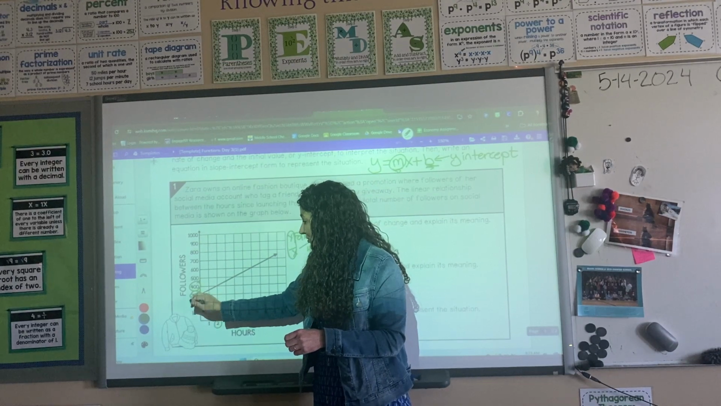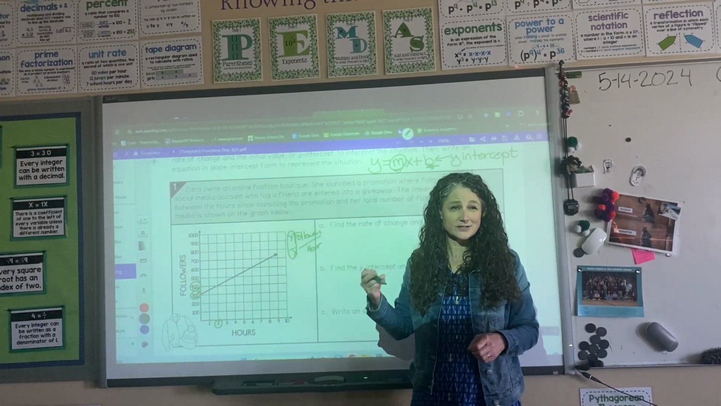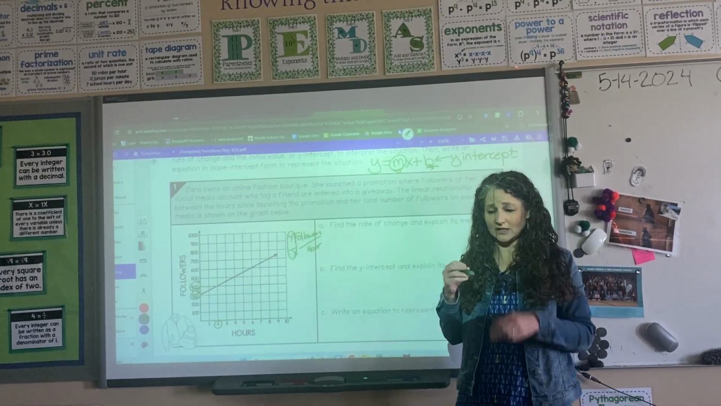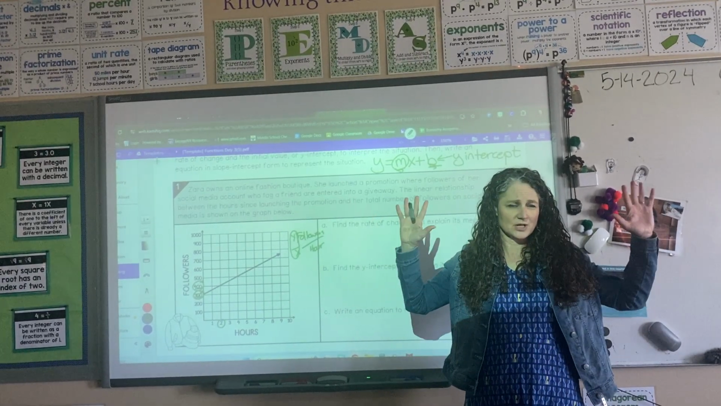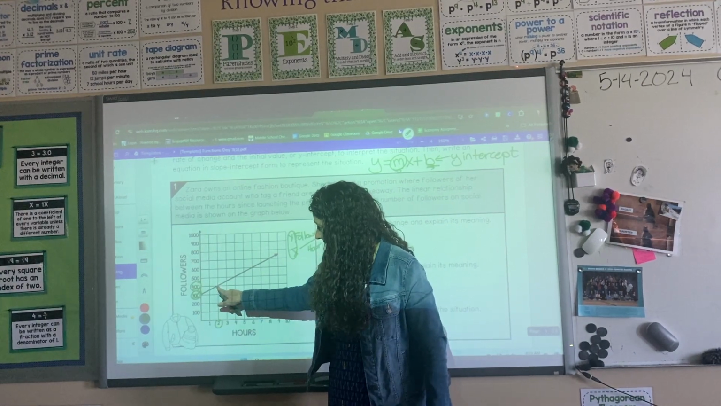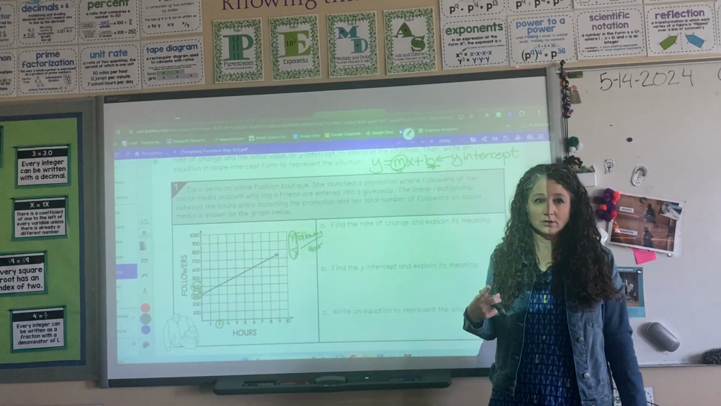You need to watch your units. These are not ones, they are hundreds. And a lot of the times in graphs, you'll graph things by hundreds. If things are going really, really quickly, you don't want to graph by ones because your graph will be huge and it's not helpful. So every 2 hours she gets 100 more followers. So how many followers does she get in 1 hour?